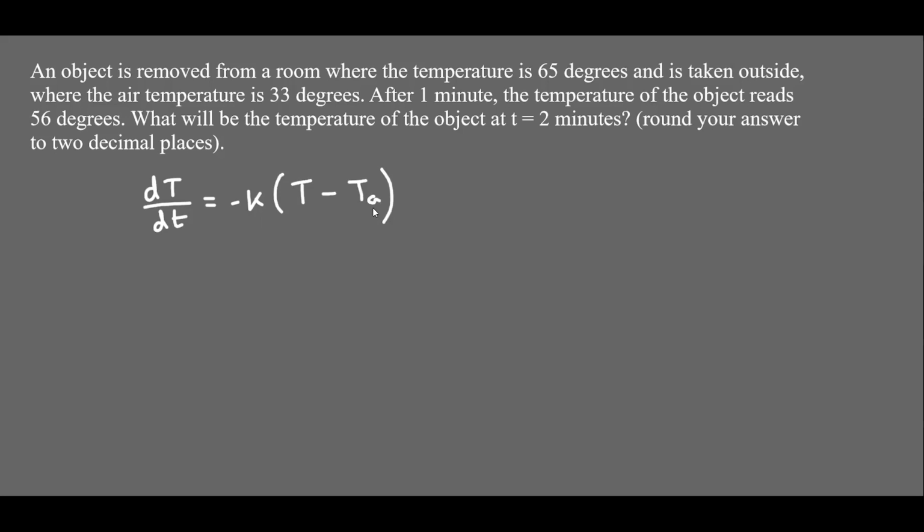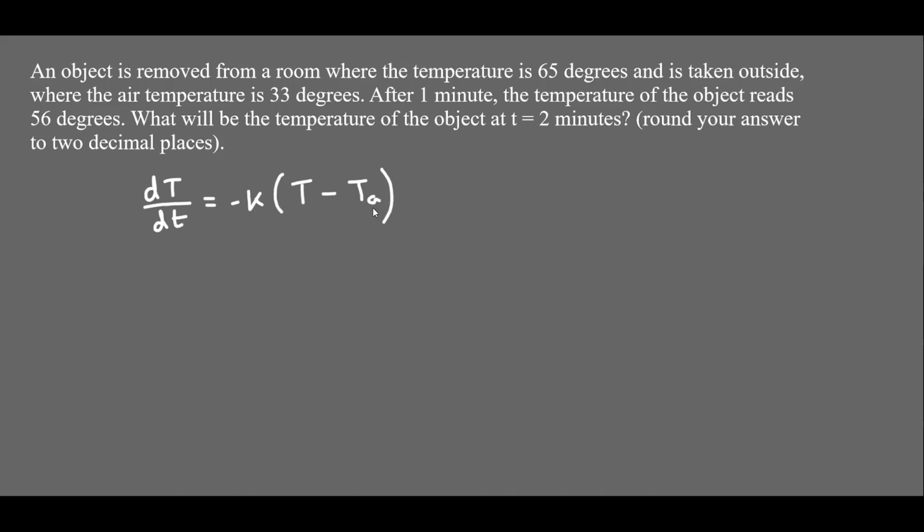So what this means is, if there is a big difference between the temperature of the object and its surrounding temperature, then its temperature is going to change faster than if their temperatures were closer together, right? So if you bring a cup of coffee outside where it's cold, the coffee's going to cool down much faster than if you took it outside where it was really hot.